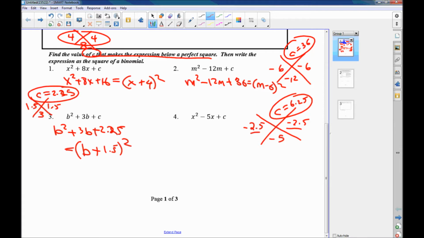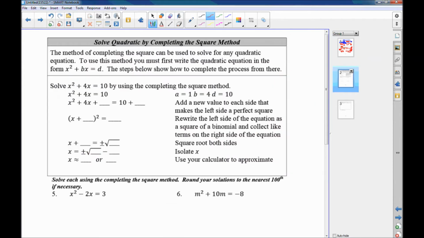Okay? And we know we could rewrite this as x squared minus 5x plus 6.25, and then factored, this would equal x minus 2.5 squared. All right, so this is important because we're going to use this to help us solve any quadratic function, okay? So flip it over and let's see what I'm talking about.